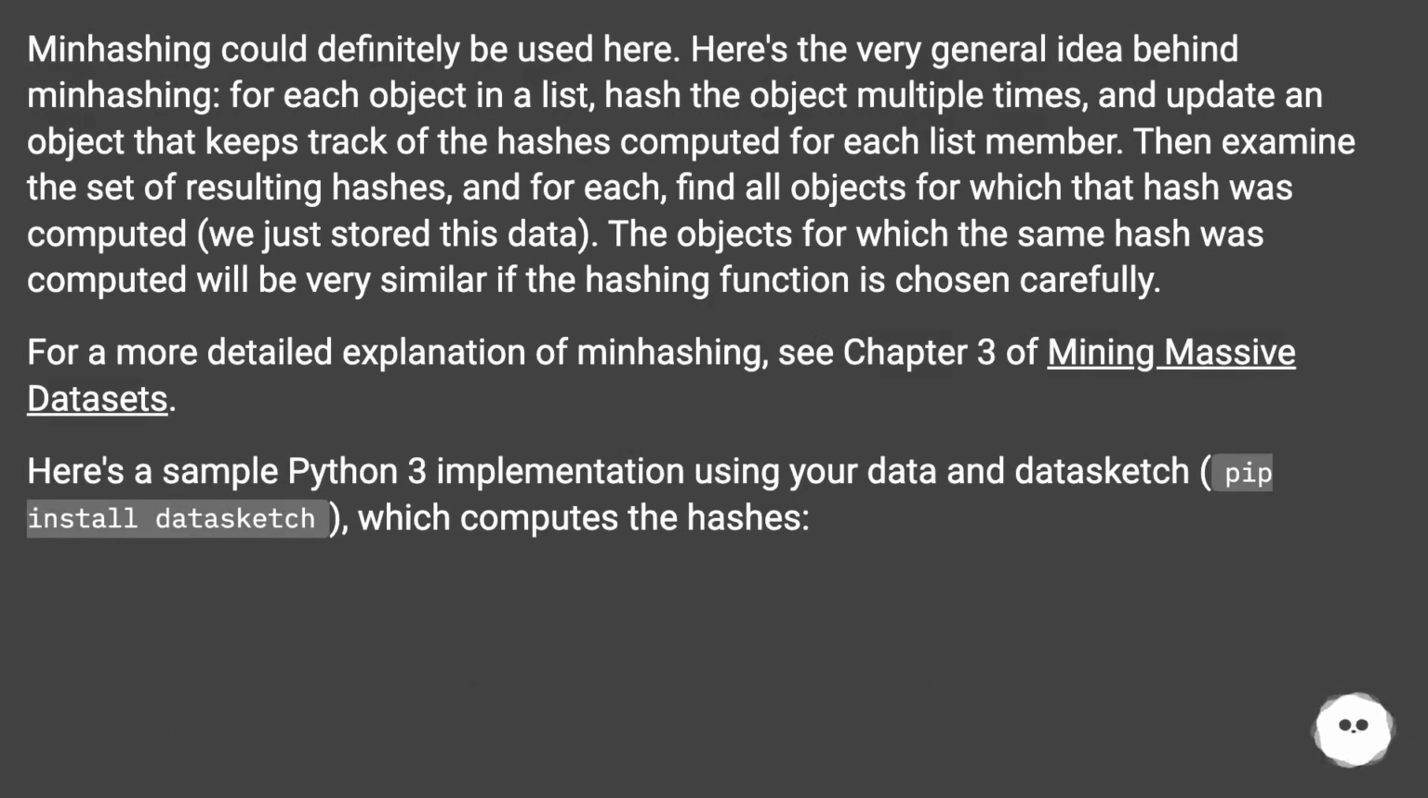Min-hashing could definitely be used here. Here's the very general idea behind min-hashing. For each object in a list, hash the object multiple times, and update an object that keeps track of the hashes computed for each list member. Then examine the set of resulting hashes, and for each, find all objects for which that hash was computed. We just stored this data. The objects for which the same hash was computed will be very similar if the hashing function is chosen carefully. For a more detailed explanation of min-hashing, see Chapter 3 of Mining Massive Datasets.